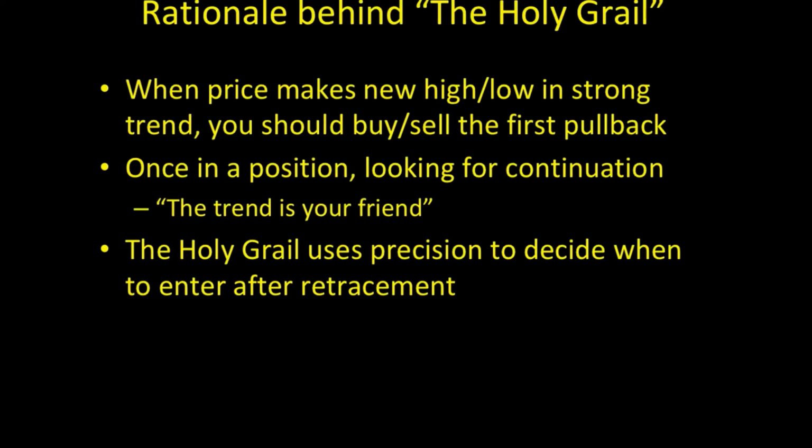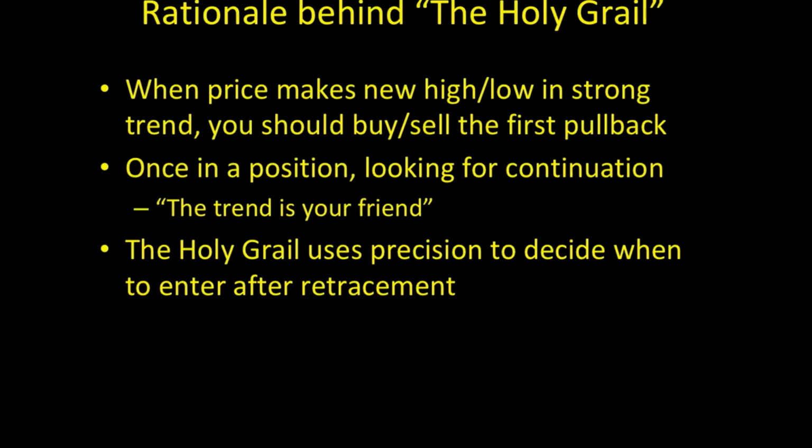So, when the price makes a new high, or conversely a low if it's downwards, in a strong trend, you should buy or sell the first pullback. This is synonymous with the saying, buy the dip. Once you're in a position, what you're hoping for is basically continuation. Right, the trend's your friend. You're hoping that when you get that pullback, you buy the dip, you're going to retest that high and make a quick scalp, if you will, some profit.